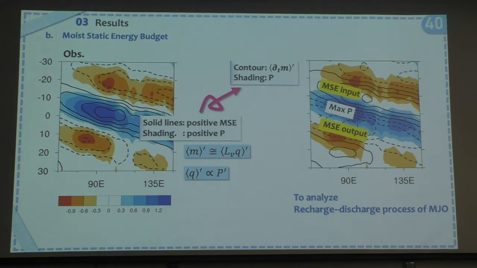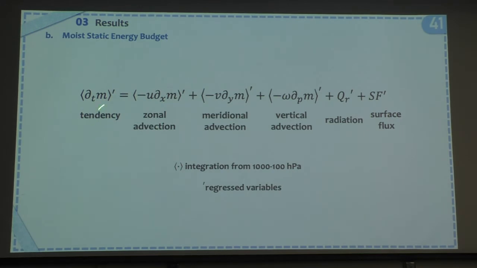So we can use the MSE budget to analyze the recharge-discharge processes of the MJO. In the MSE budget, there is the MSE tendency term, three advection terms: zonal, meridional, and vertical, and then the source terms, which are the radiation and the surface fluxes. We separate the horizontal gradient into two advection terms because in the mean state we found that the good model has a stronger horizontal gradient in the meridional and the zonal directions. So we can check that again over here.